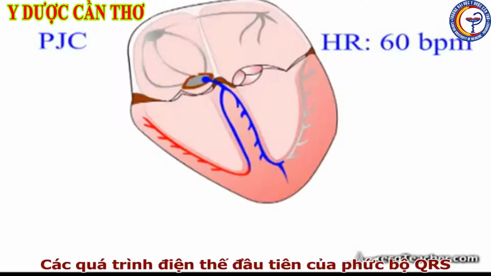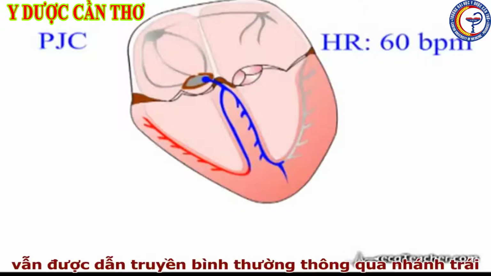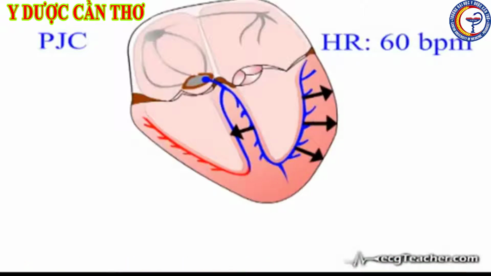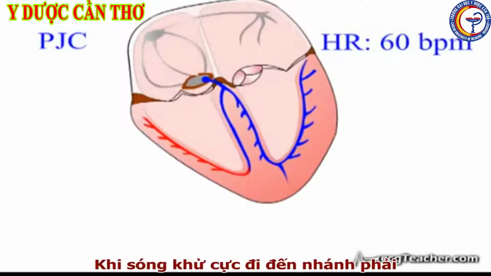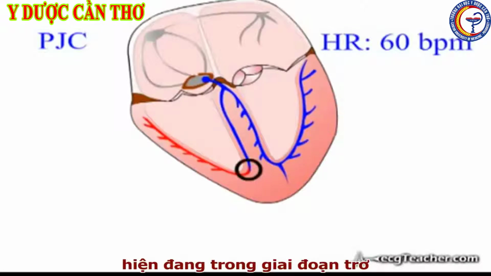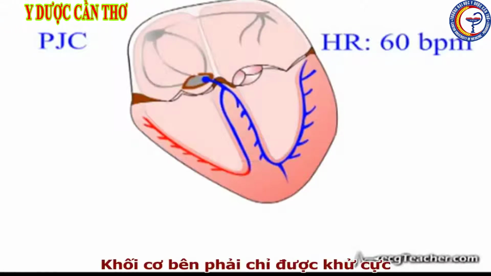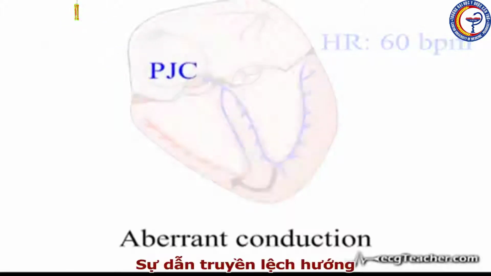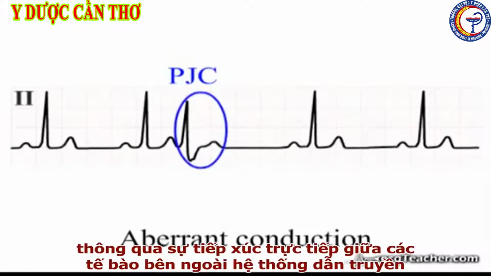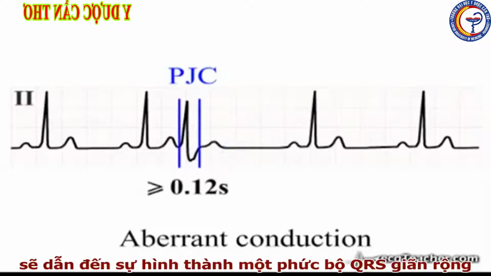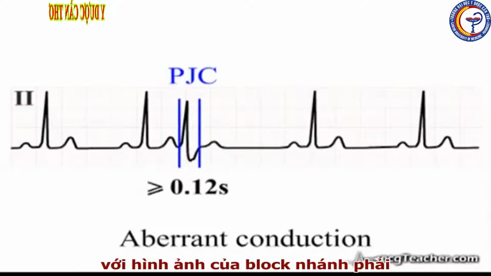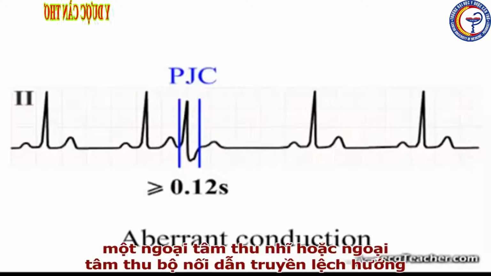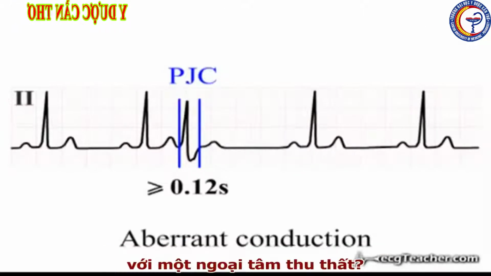The initial events of the QRS complex associated with this premature discharge are conducted as normal through the left bundle branch, and will depolarize the left ventricle in the normal fashion. However, once the premature depolarization wave encounters the refractory portion of the right bundle, the right side of the heart must be depolarized by signal traveling outside the conducting system. Aberrant conduction by direct cell-to-cell contact outside the conducting system results in a broad QRS complex with right bundle branch block morphology. How can we tell such an aberrantly conducted premature junctional contraction from a premature ventricular contraction?